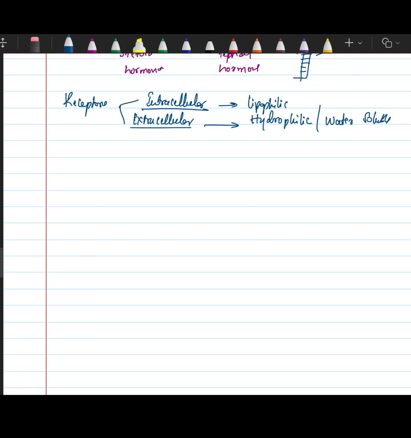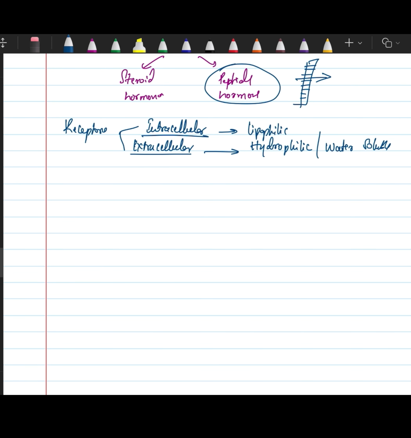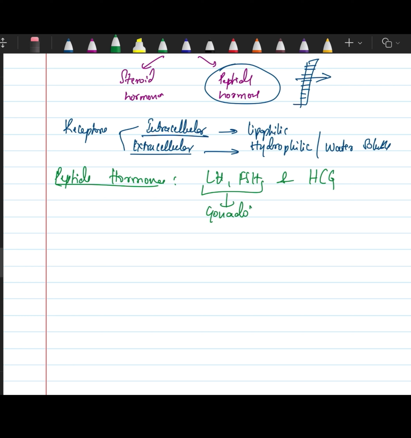Now let's see the peptide hormones. Which are those peptide hormones? Broadly, these peptide hormones are of three types: LH, FSH and HCG. We know LH and FSH are secreted by the gonadotrophs of the anterior pituitary.